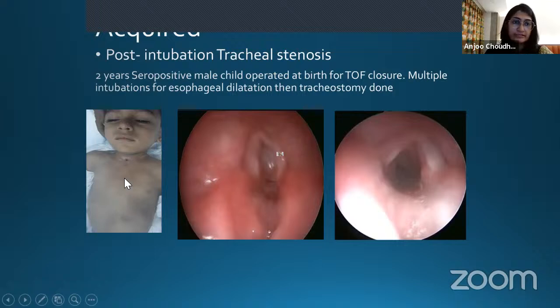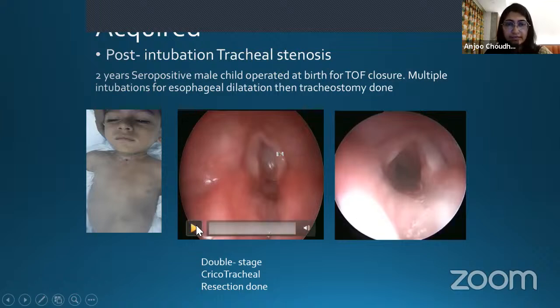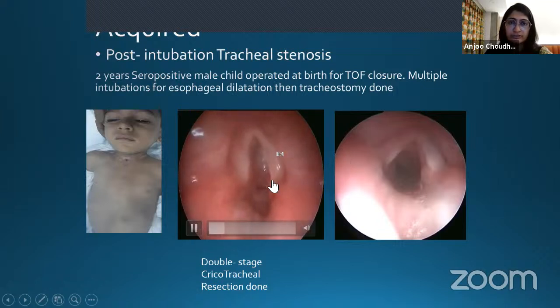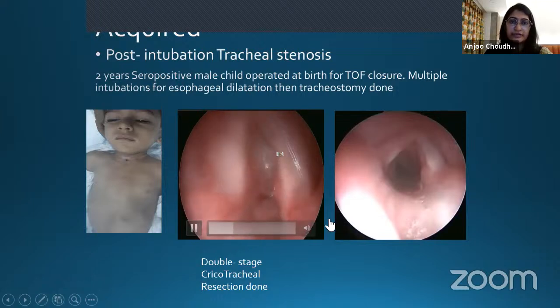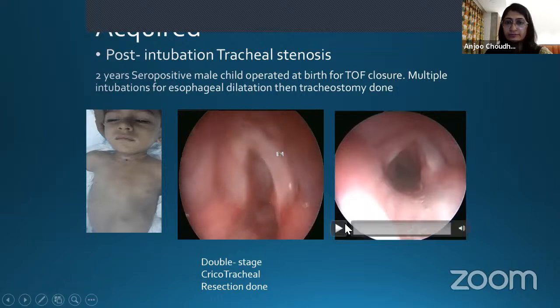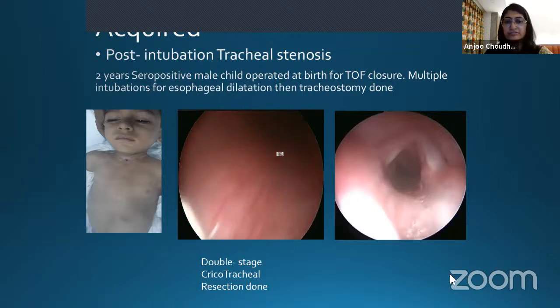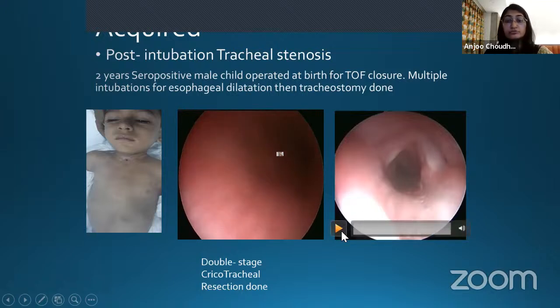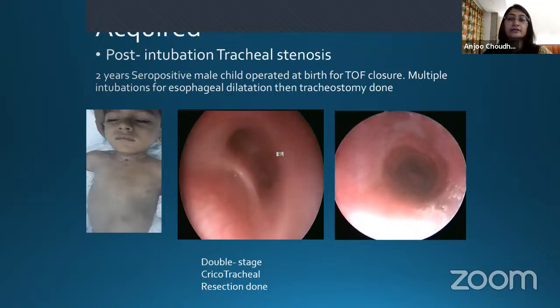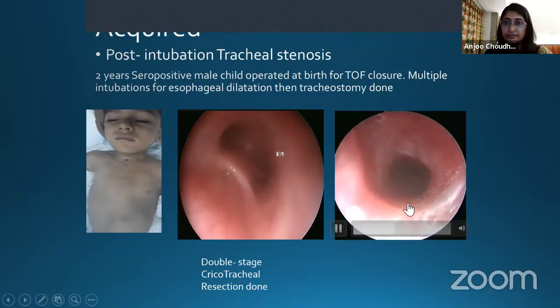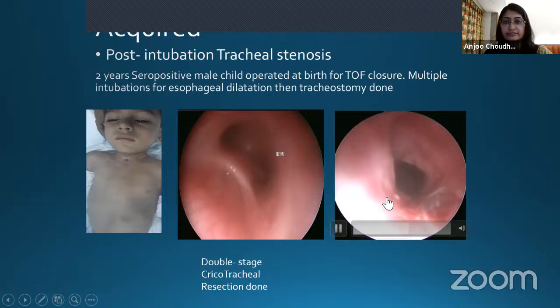This is another example of a child who was operated for TO fistula at birth. Multiple intubations were done for dilatation, and he developed this kind of glotto-subglottic narrowing. These are the two vocal cords. Grade 3 narrowing, and he needed a tracheostomy for the same. For these kind of problems, we'll have to do a double stage cricotracheal resection. So these are problems that we need to try and anticipate early and do surgical correction. After the surgical correction, we see a good airway and the child gets decannulated.